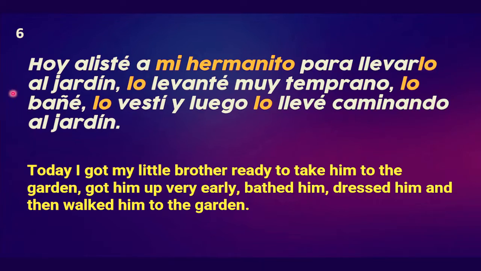Al jardín. Lo levanté. I only have one verb here. We don't have para, we don't have a, we don't have de, so I have to comply with the first rule and put it before the verb. Lo levanté muy temprano, I wake him up early. Lo bañé, I bathe him. Lo vestí, I dressed him. Y luego lo llevé caminando al jardín. Again, I only have one verb, so I put it before the verb. Let's continue with the other phrase.